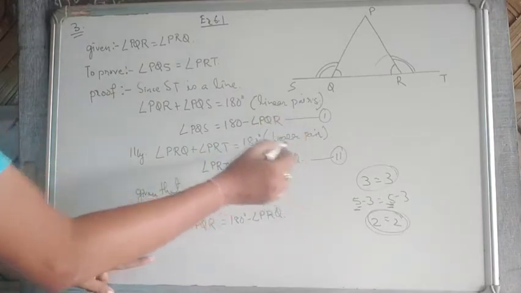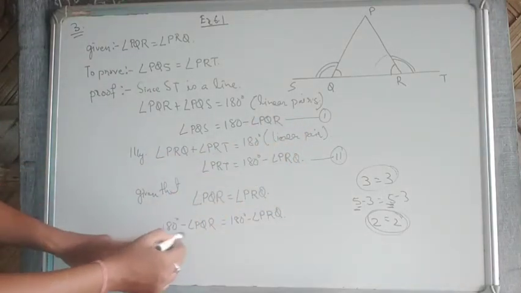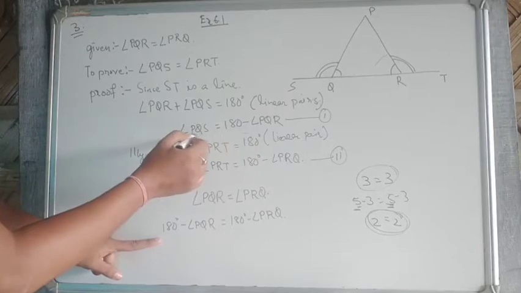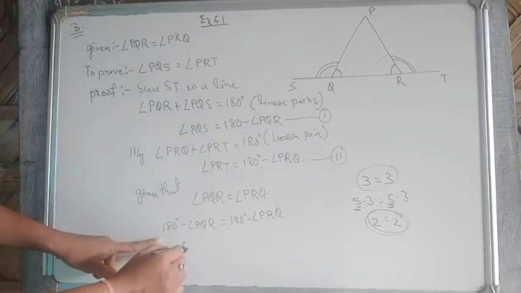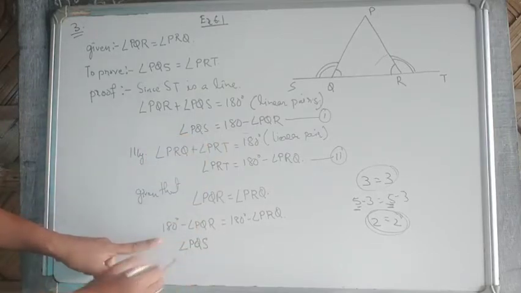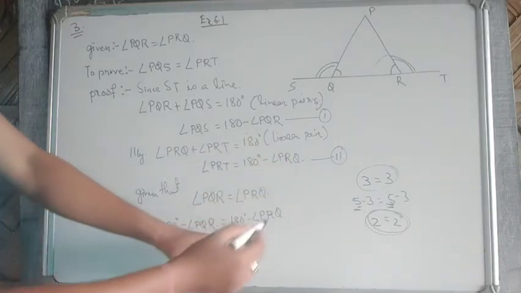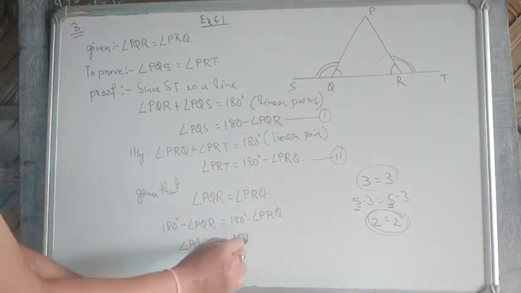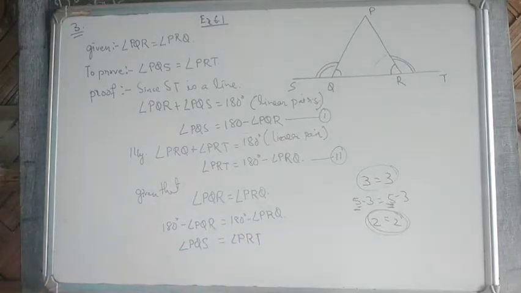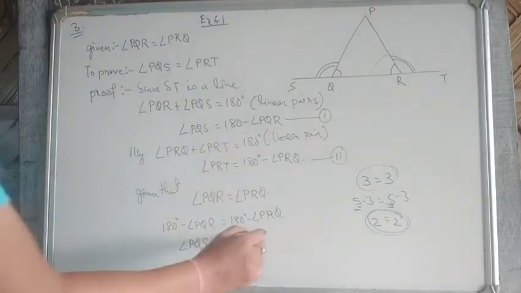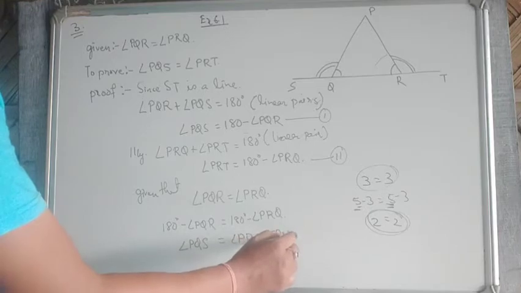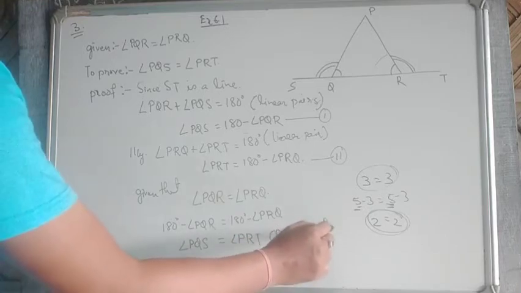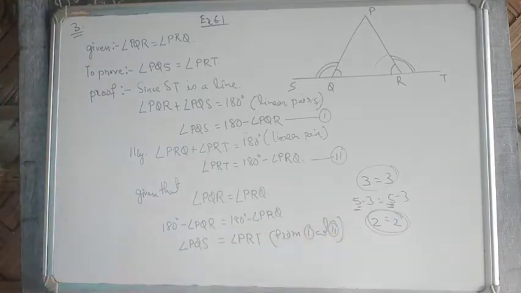Now from 1 and 2 we can say angle 180 minus PQR is PQS. So here we will write angle PQS is equal to, then this is also 180 minus PRQ. 180 minus PRQ is equal to our PRT. So angle PQS is equal to angle PRT. This we have proved from 1 and 2. Hence proved.